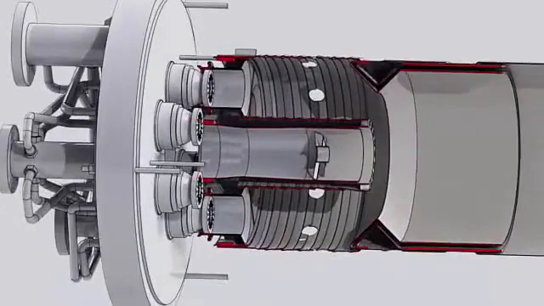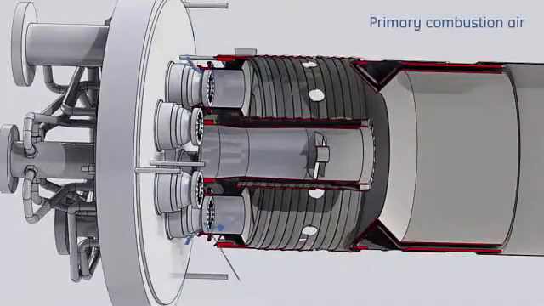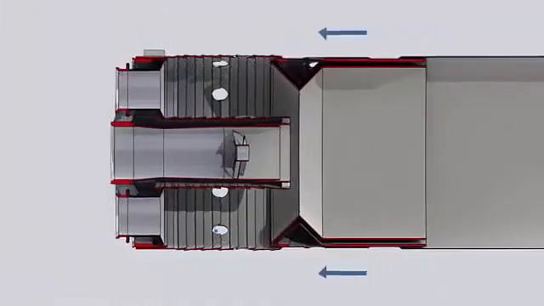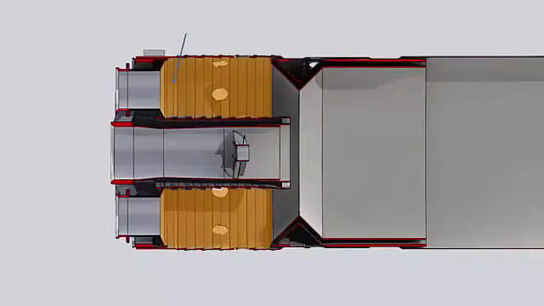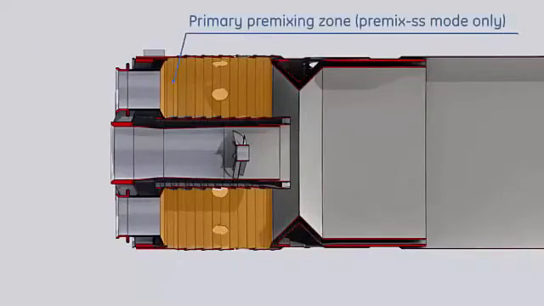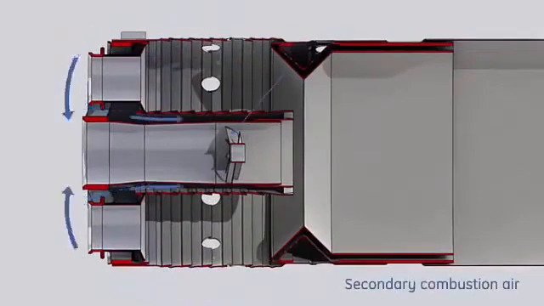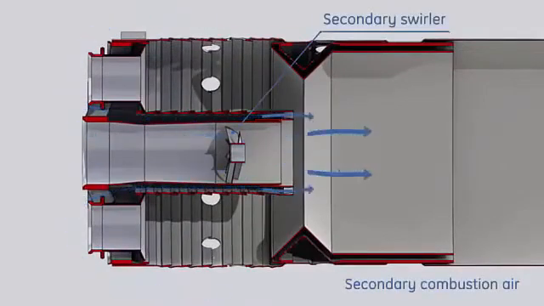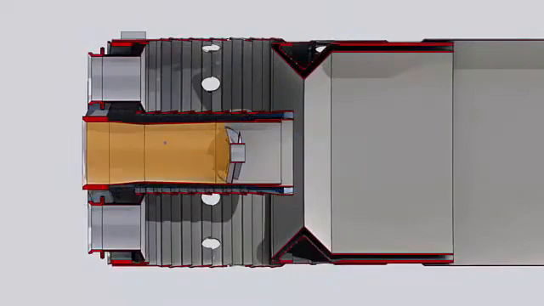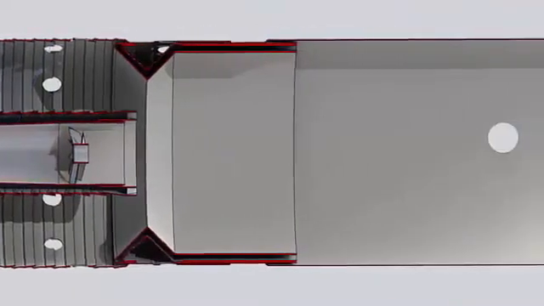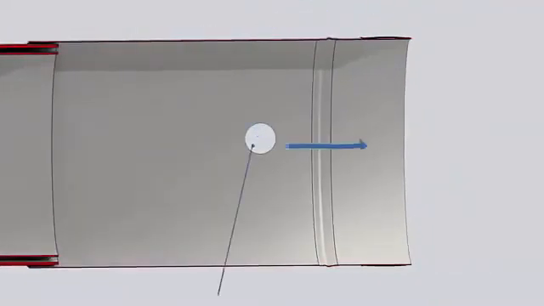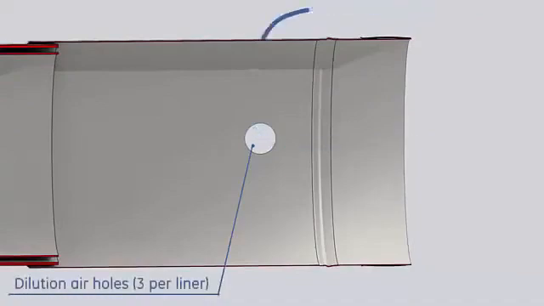Combustion air flows into the liner through various locations. Primary combustion air flows through the primary gas tips. Air enters from metering holes for combustion functions. Secondary combustion air enters through the center body. Dilution air enters the liners from 3 holes at the aft side of the liner.